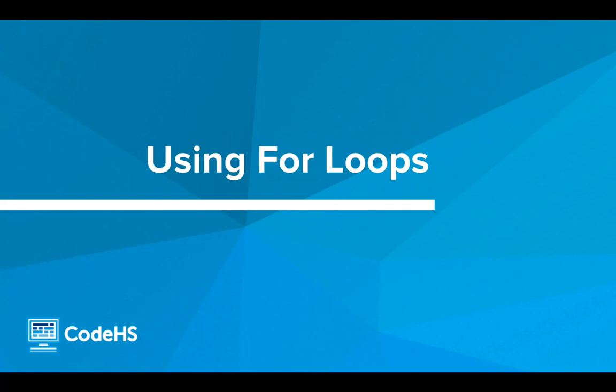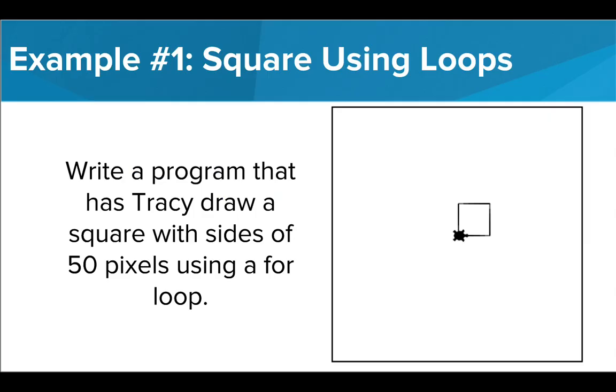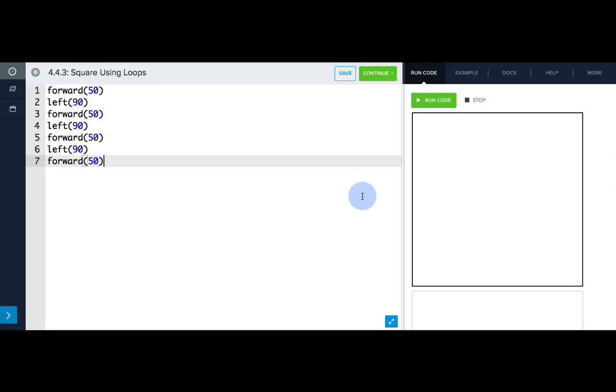Now let's look at some examples using loops in our code editor. In our first example, we want Tracy to use a for loop to draw a square. In order to have Tracy draw a square, she's going to need to move forward and turn and forward and turn and do that 4 times.